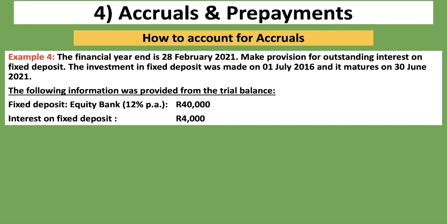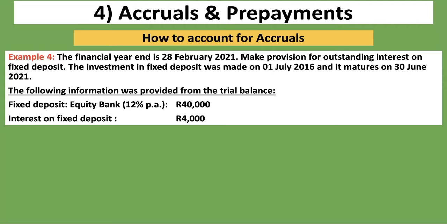Fixed deposit, Equity Bank, 12% per annum, 40,000 rand. That means we invested 40,000 rand. And interest on fixed deposit, 4,000 rand. That means we've already accounted for 4,000 rand. Now let's see how much it's supposed to be for this financial period.